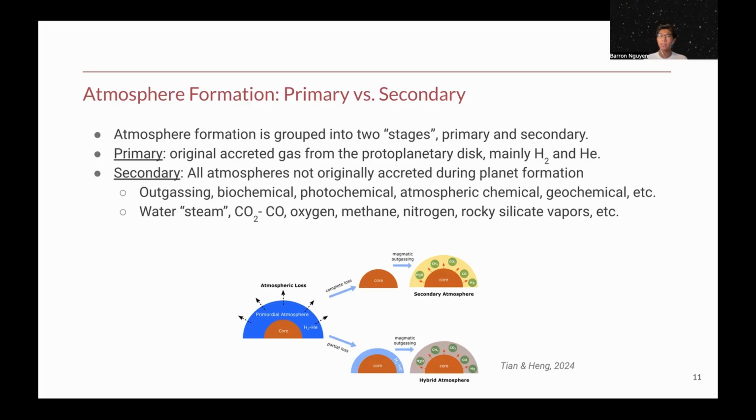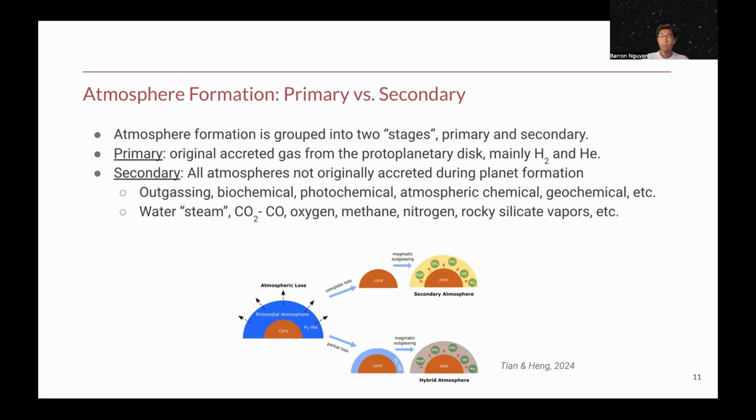So some big examples are water, steam atmospheres, CO2 like on Venus, oxygen and nitrogen like on Earth, methane, which can be a sign of life, but can also not be, like on Titan, where there's some methane, and rocky silicate vapors, which are really evaporated when a planetary surface is so hot that the rocks start evaporating. So these are all considered secondary atmospheres.